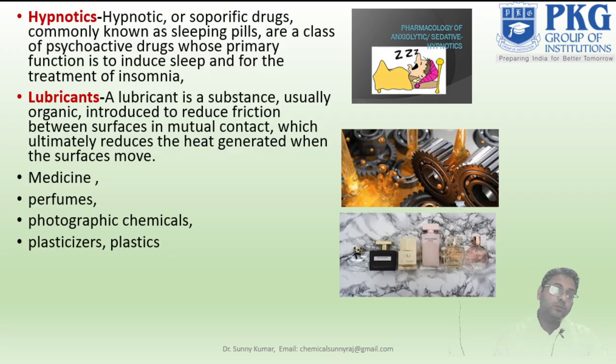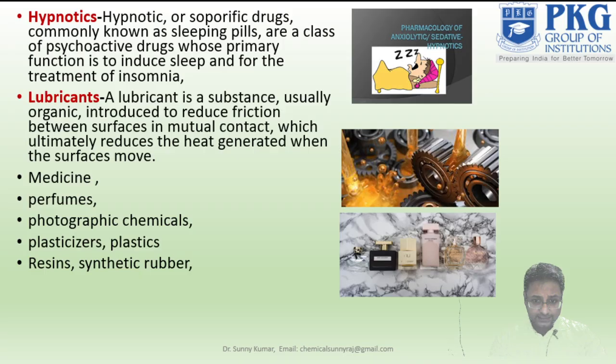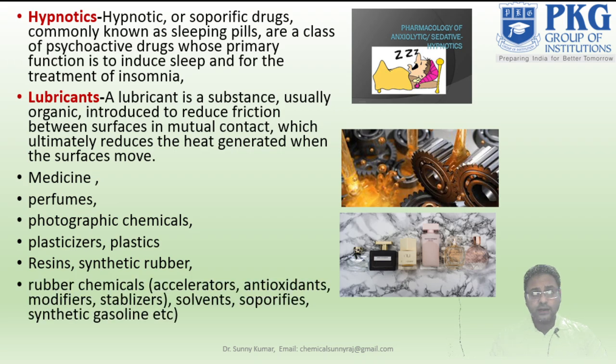Plasticizers or plastics, for making these different plastic products, this alkylation reaction is generally required. In resin and synthetic rubber, this alkylation reaction is used. And these rubber chemicals, the accelerator, antioxidant, modifier, stabilizer, solvent, soporifies, and synthetic gasoline. So these are the other products where this alkylation reaction is happening.